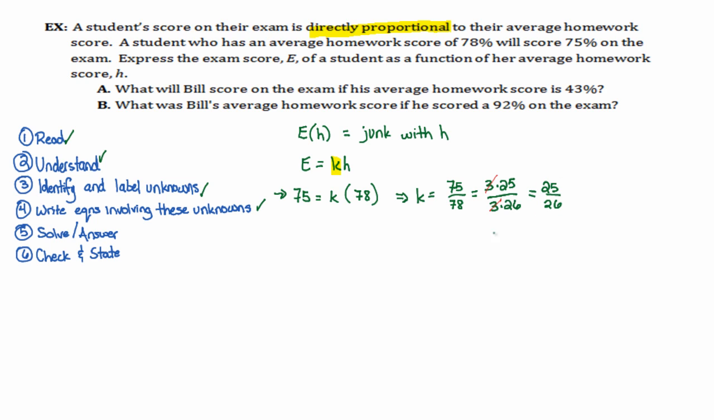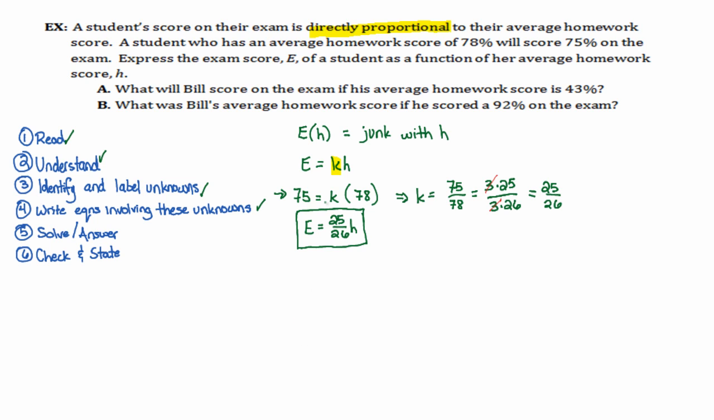So in this case, this is the relationship between E and H. And in fact, in our equation, I'm going to replace this K here with 25/26 to get that E is equal to 25/26 H. That is our equation for direct variation for this problem.